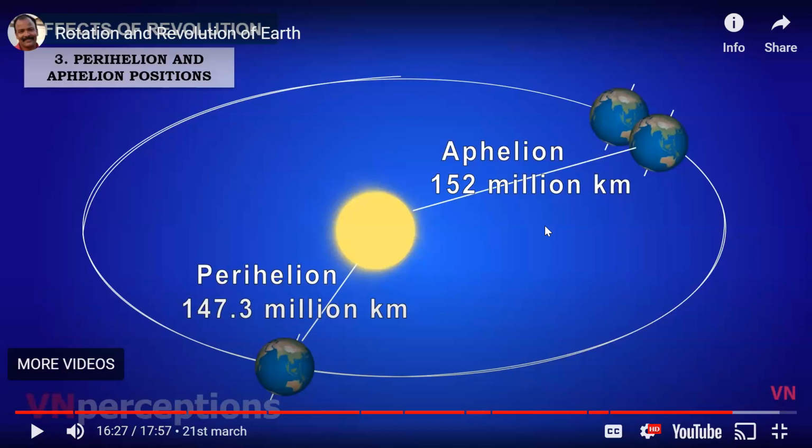Then after that, we will draw these two. One is perihelion, another is aphelion. Perihelion is closest, aphelion is farther.